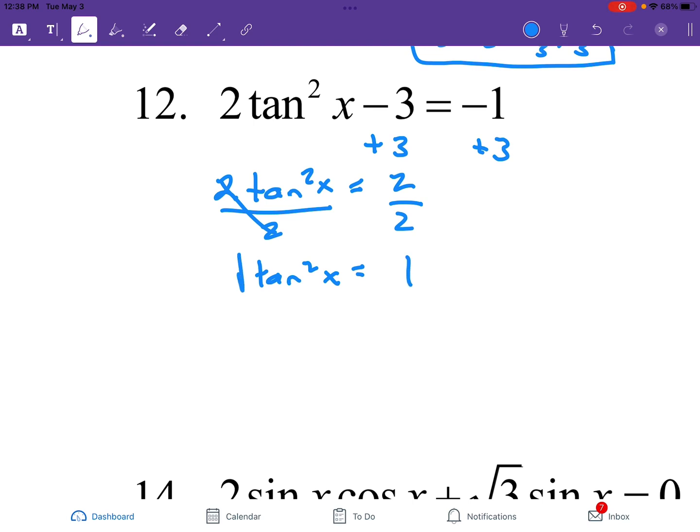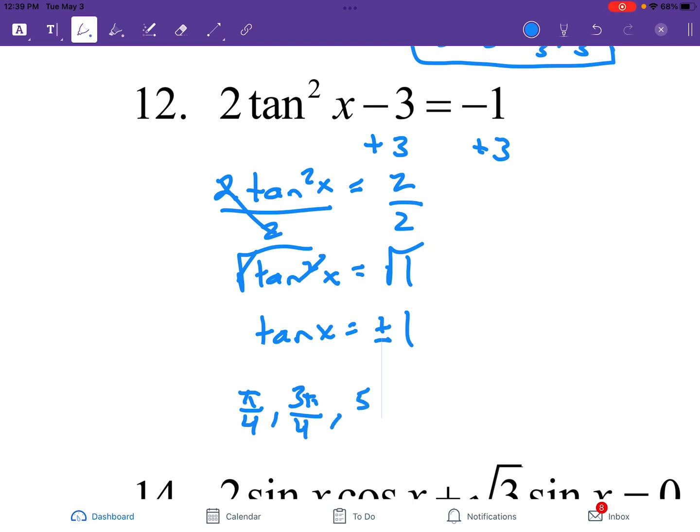Now we take the square root of both sides. The square root and square root go away, so we have tangent of x is equal to, well, the square root of 1 is just 1. But again, remember, since we squared root both sides of the equation, we put plus or minus. So every place where tangent is positive or negative 1, there's 4 of them. So pi over 4, 3 pi over 4, 5 pi over 4, and 7 pi over 4.